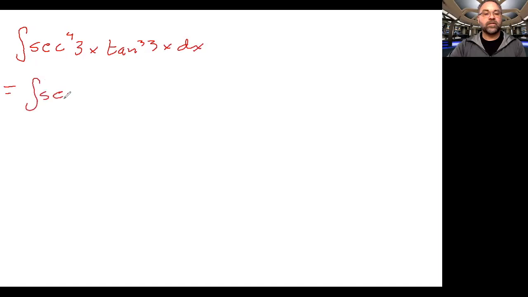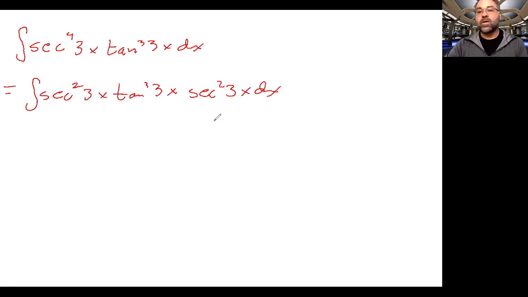So we get secant squared of 3x, tangent cubed of 3x. And then I have that extra factor of secant squared of 3x that I'm saving off to the side because I want to be able to substitute out the tangent.